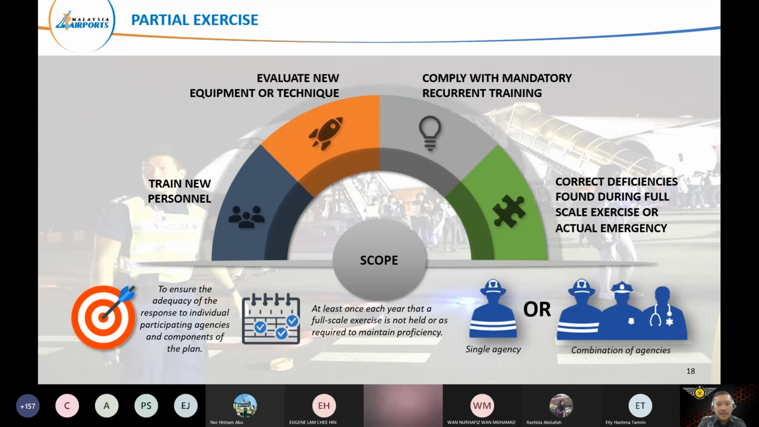So as mentioned, the frequency is at least once each year that a full-scale exercise is not held, or as required to maintain proficiency. So at least once. If you want to do more, it's even better. So it may involve a single agency or multiple agencies or a combination of agencies. Depends on our objective as well as our scenario.